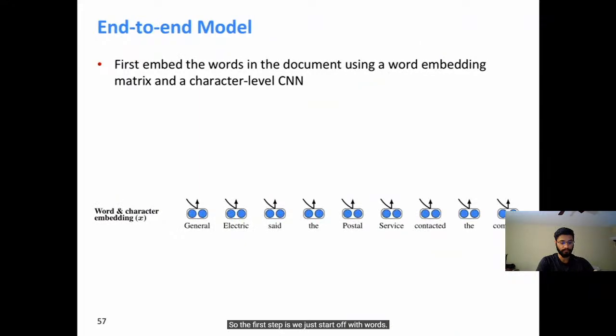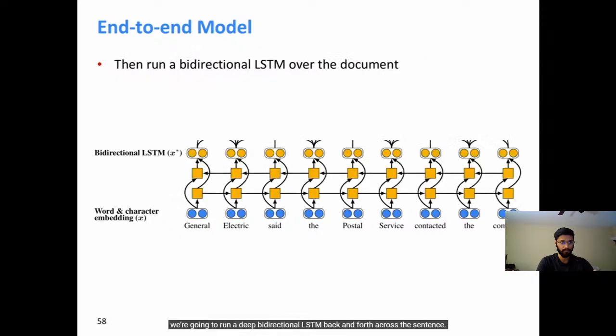So the first step is we just start off with words. For each word, we look up a word embedding, and as in other things we've seen, we also put in a character-level CNN, and the two of those concatenated give the representation of each token. That much should look familiar. Then after that, we run a deep bidirectional LSTM back and forth across the sentence. Again, that should look familiar from what we've seen before.